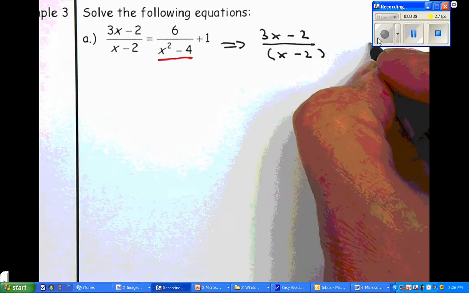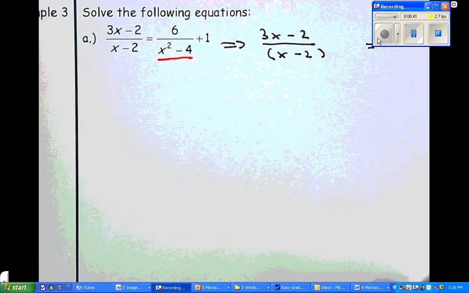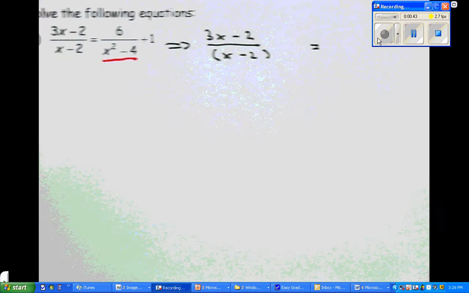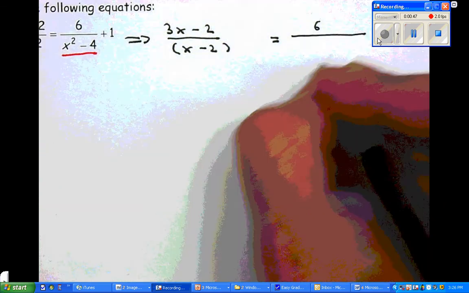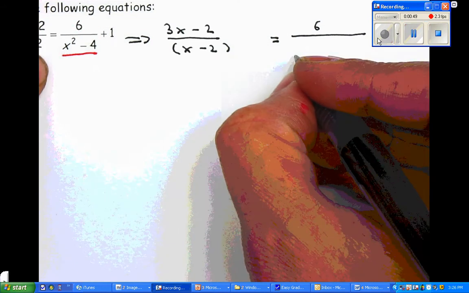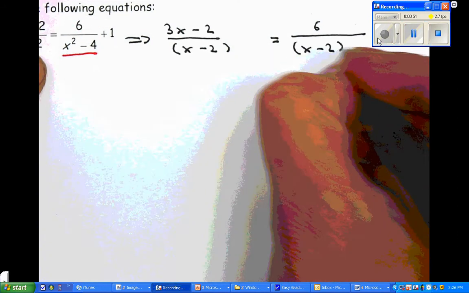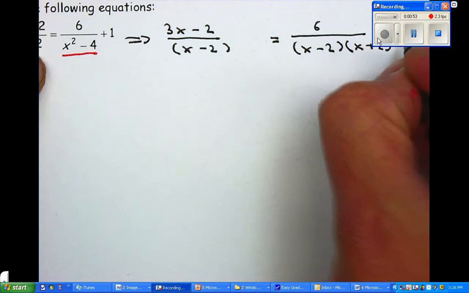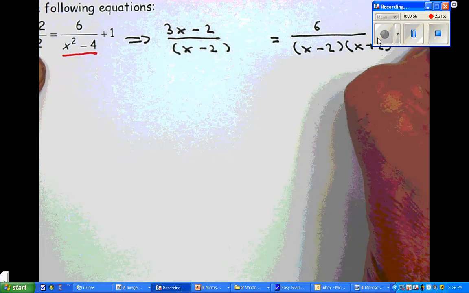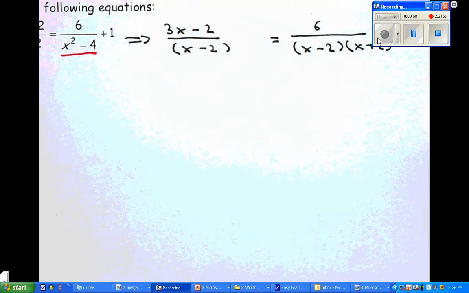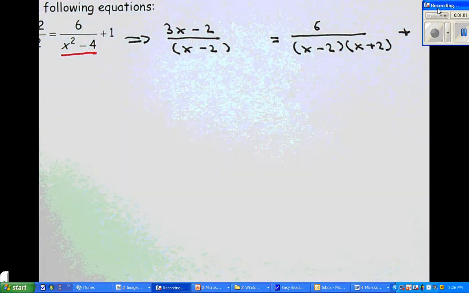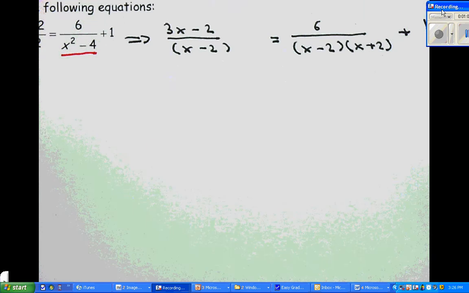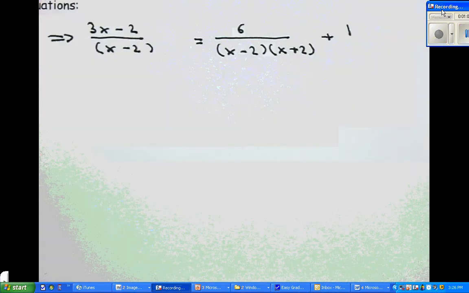Now I'm also going to make some space to be able to multiply by the LCD, the lowest common denominator. We have a 6, and I'm going to factor the x squared minus 4 as x minus 2, x plus 2. And then I also have my plus 1. You don't need to place a denominator on the plus 1. It will not be a problem. This actually makes it easier if you don't.